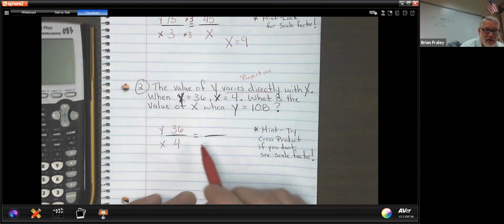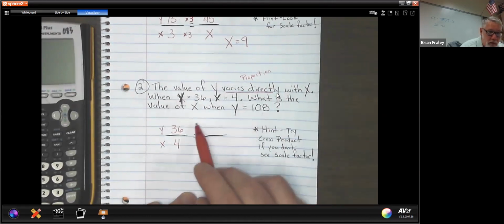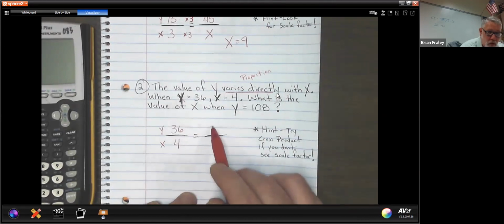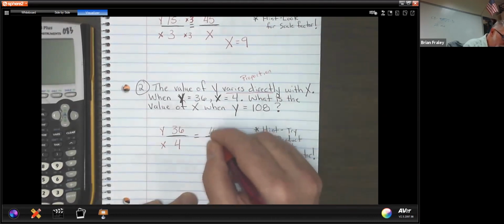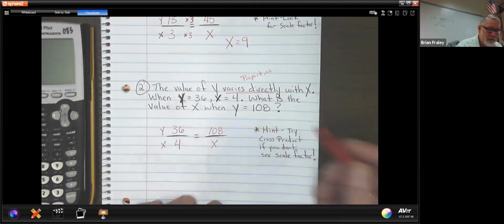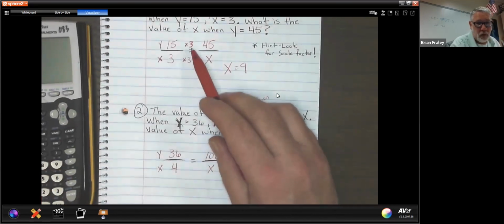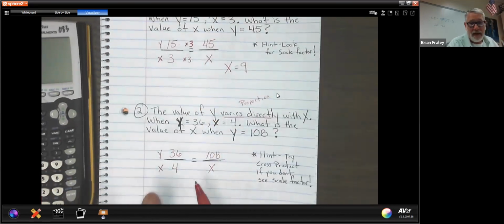Now I've got my next number, which is 108. It says y equals 108, so I want to be consistent and match. So the y's need to go up top. And again, we're looking for x, so put x down here. Now, above, we found our scale factor, which was times 3. It might not be that easy to see this. And if you cannot see the scale factor, you do this.